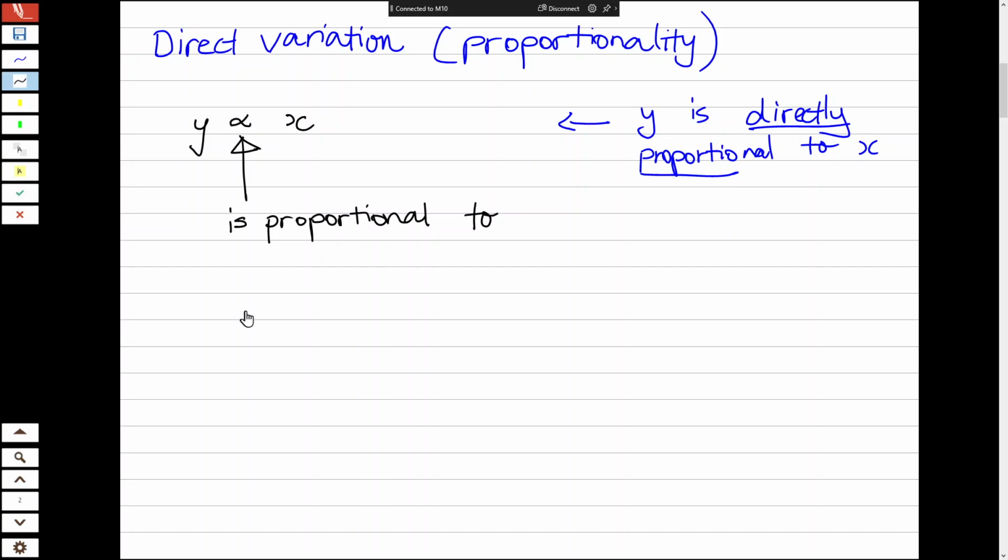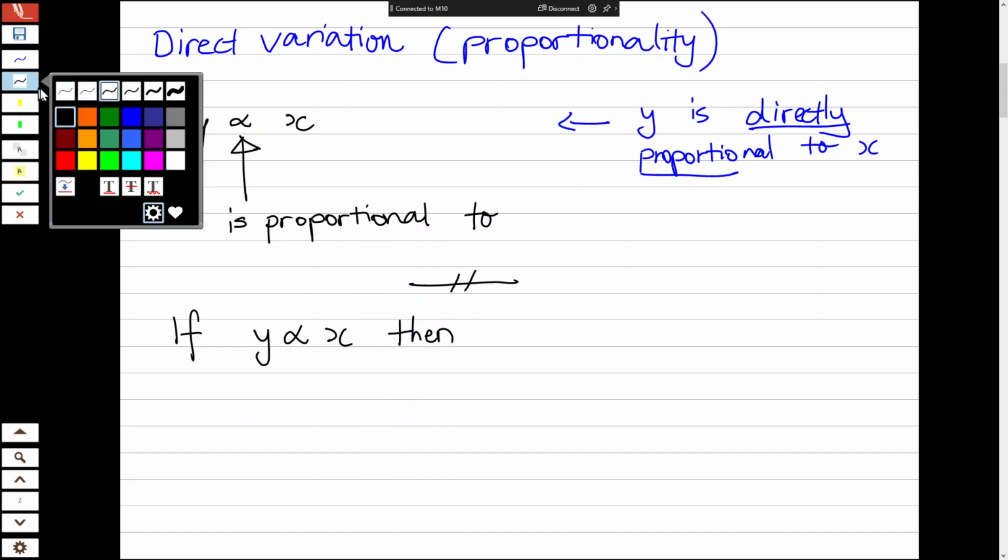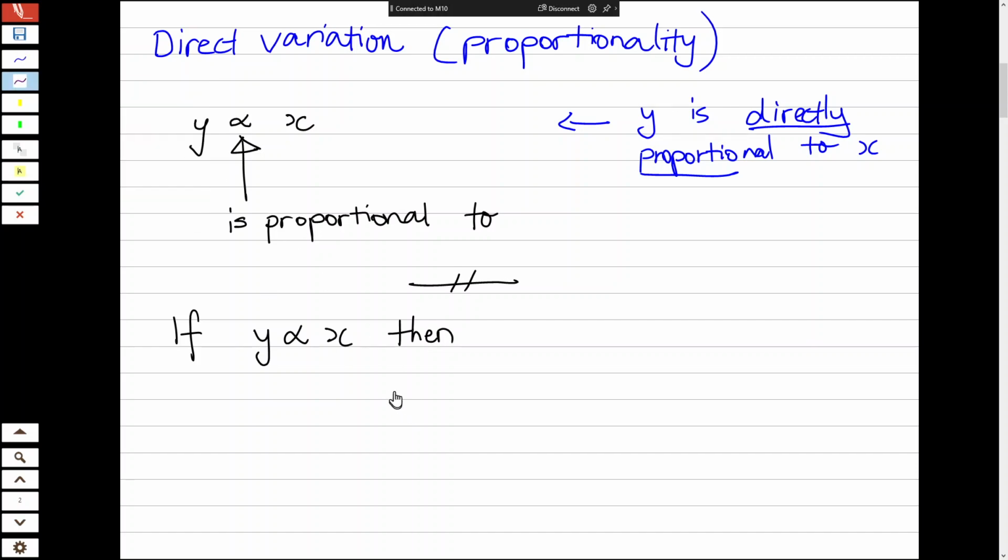So, if y is directly proportional to x, then here's what it means. I can write down an equation that looks like this. I'll change the color. y equals k times x. And k is some positive number.